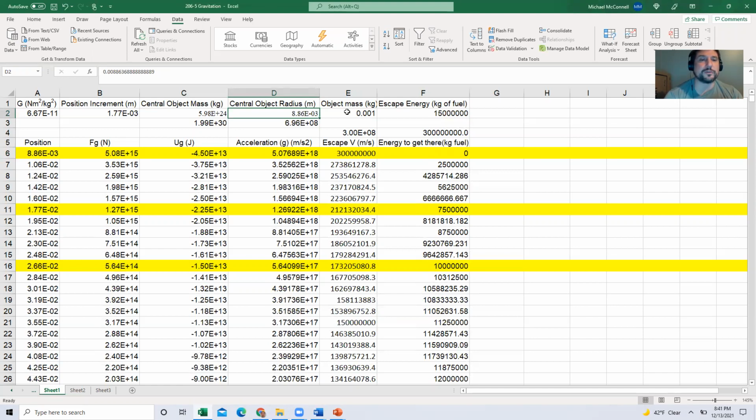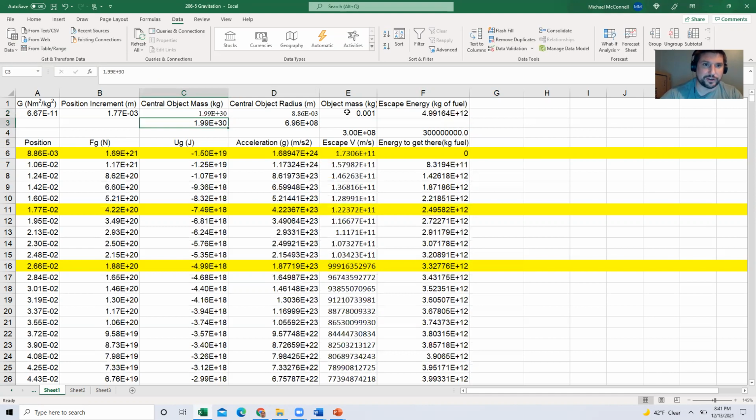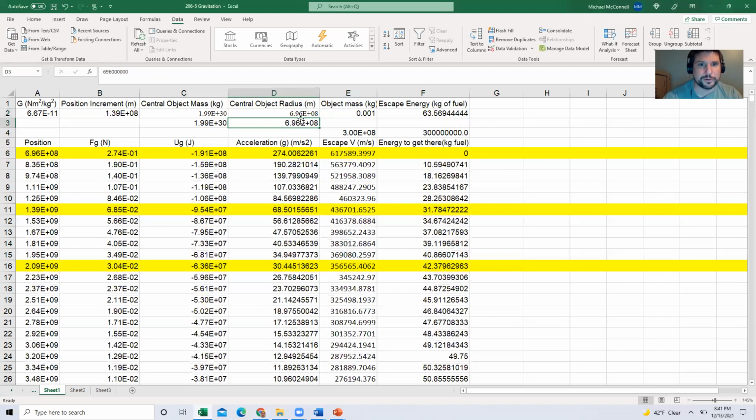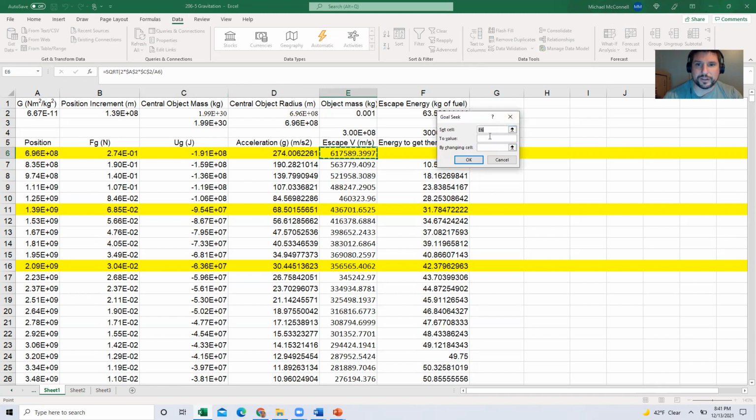Now it said the sun was about the size of a small town in the video. So if I take the mass of the sun and I call it that, and the radius of the sun, I'm going to keep it as a number. I'm not going to type it as a formula. 6.96E8. All right, now I want to change that radius until I get the escape velocity equal to the speed of light. So again, I'm going to open goal seek, what-if analysis. I'm going to set that cell to be the speed of light, 3e8, by changing the central object radius.